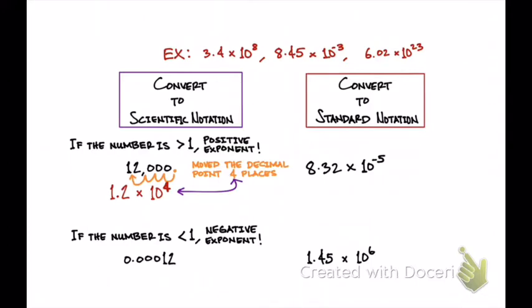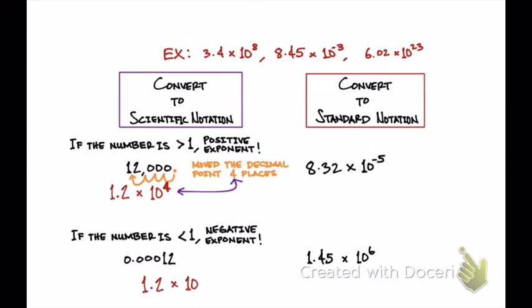So now we have 0.00012, right? So you know that this number is less than 1, and so you know that the exponent is going to be negative. In order to turn this into scientific notation, we have to look at the coefficient. Again, our coefficient is going to have a single digit followed by a decimal point and then another digit. So in this case, we have 1.2.